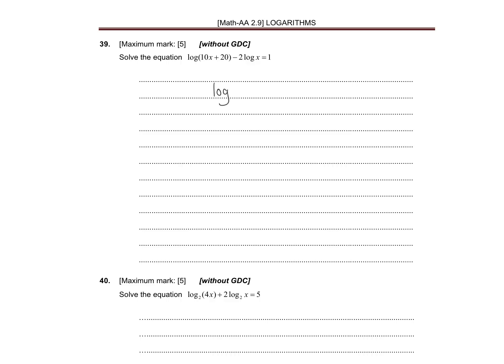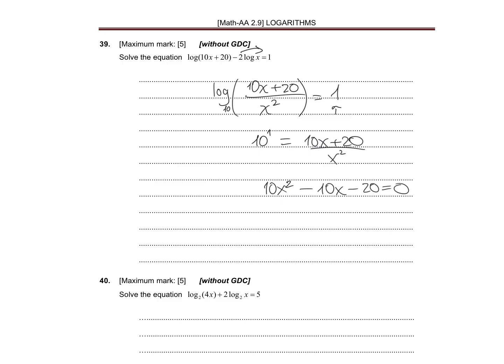Okay, so we have 10x plus 20. I'm going to put the 2 up, and we're subtracting, so that's division, equals 1. Now, we can write this exponentially. The base is 10, so 10 to this 1 is equal to 10x plus 20 over x squared. Cross multiplying and getting equal to 0. And also I'm dividing by 10.